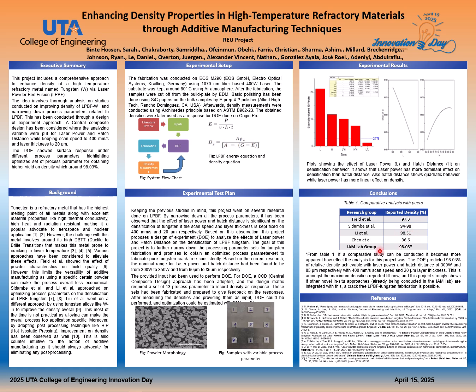This is a comparative analysis of other researchers who reported the density for tungsten with different methods, like Field et al. 97.3%, Sidambe et al. 94 to 98%, and we obtained a density of 98.03%, which is really good compared to the other research that has been conducted, as you can see from this table.